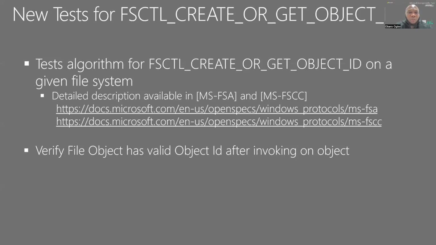So basically what this does is it verifies that if this control code is invoked on an object in a file system, we verify that the object ID is created or is gotten if it has an existing object ID.